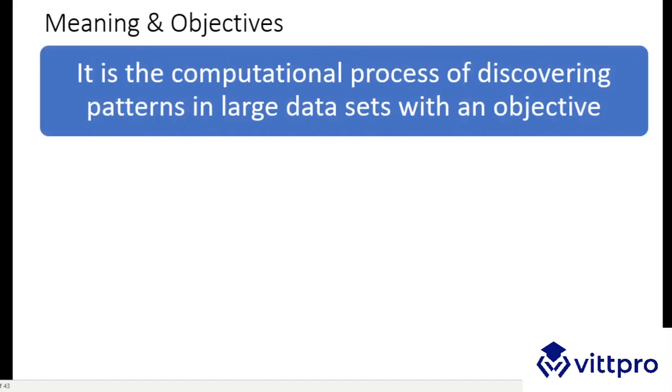The meaning of data mining: it's a computational process, meaning it's done by computers, of discovering patterns. The idea of data mining is to understand the patterns in large data sets with an objective. There are large data sets, maybe thousands of rows of data or millions of rows of data, and with an objective.